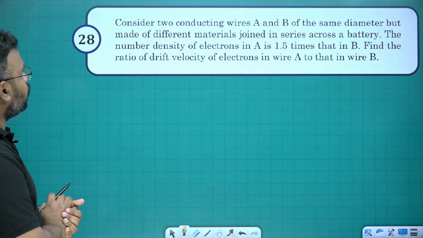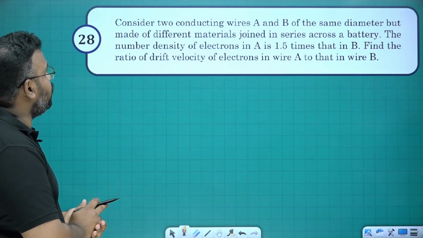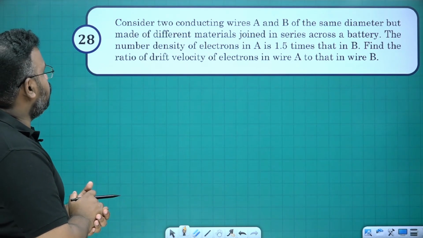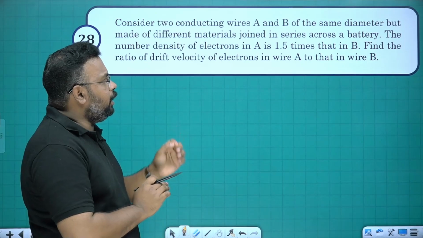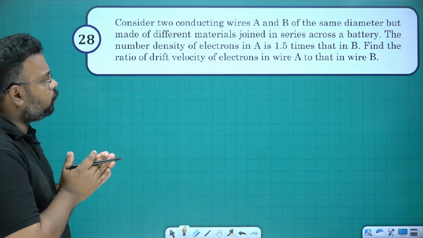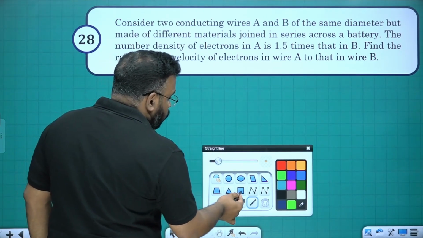Question number 28. Consider two conducting wires A and B, both of the same diameter but made of different materials, joined in series across a battery. The number density of electrons in A is 1.5 times that in B. Find the ratio of drift velocity of electrons in wire A to that in wire B. It's an easy question. Don't make mistakes.